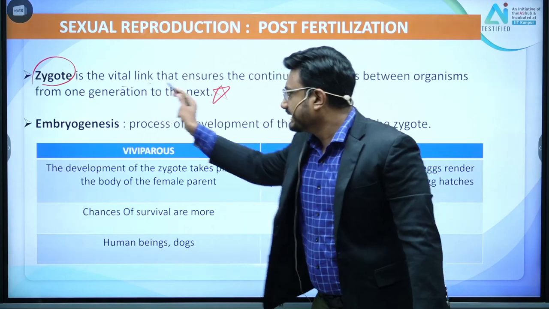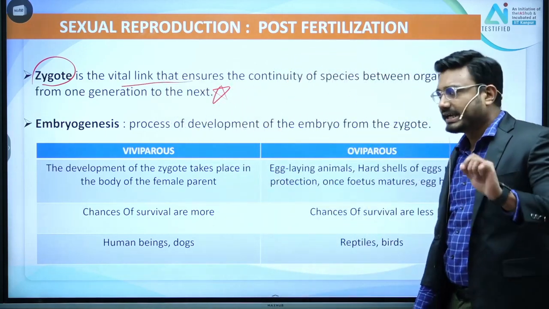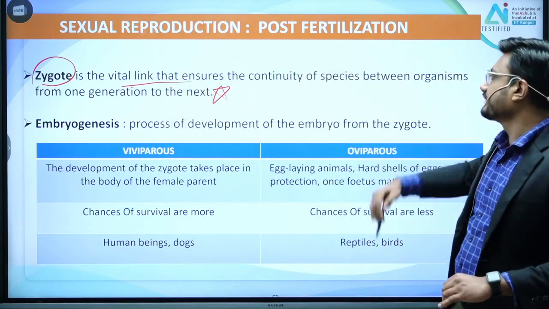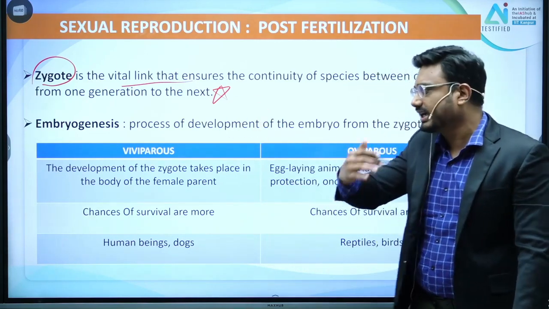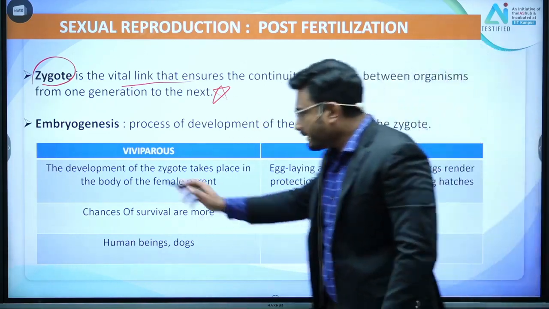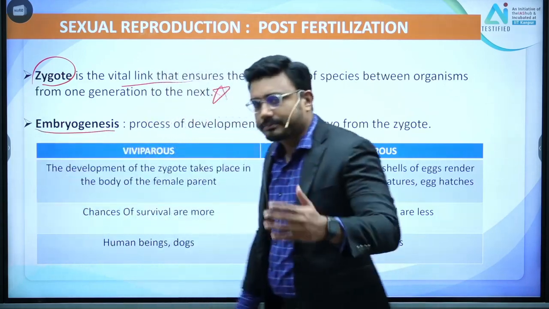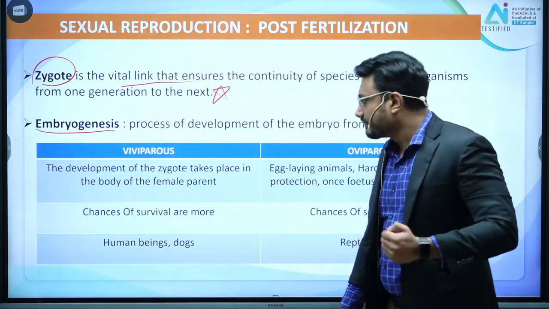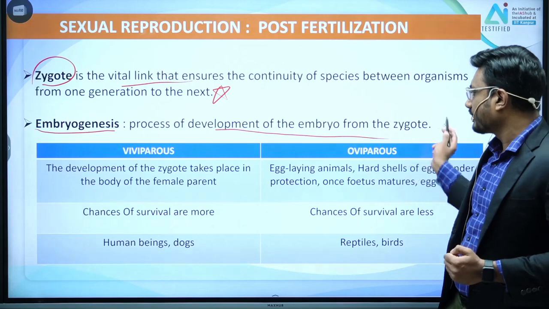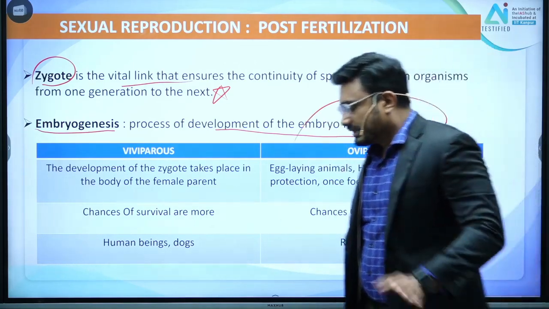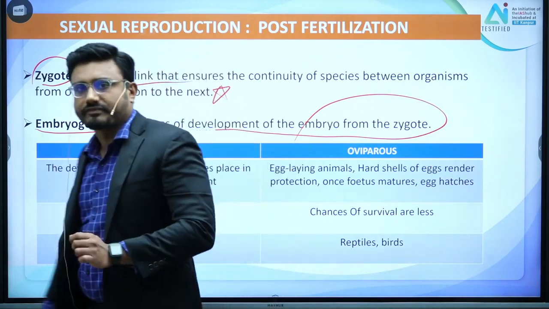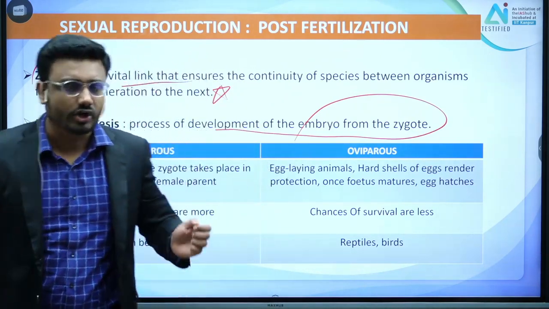The zygote is the vital link that ensures the continuity of species between organisms from one generation to the next. Embryogenesis is also a post-fertilization process in which the development of the embryo takes place from the zygote. So now let's differentiate between the two types of animals, that is the viviparous and the oviparous.